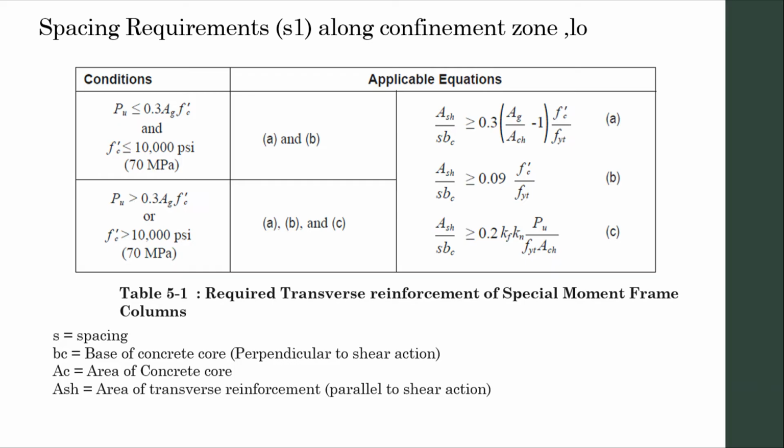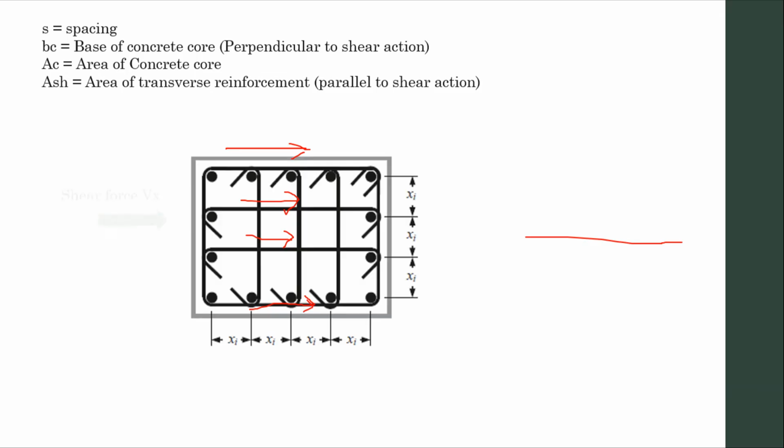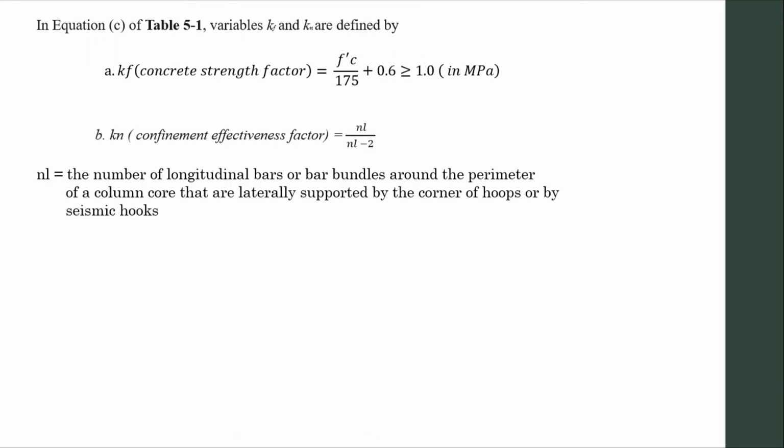ASH over SBC shall be greater than or equal to 0.2 KF KN PU over FY ng ties times area of concrete core. So, ano ba yung KF and KN na yan? So, ang KF and KN na yan is the concrete strength factor and the confinement effectiveness factor.